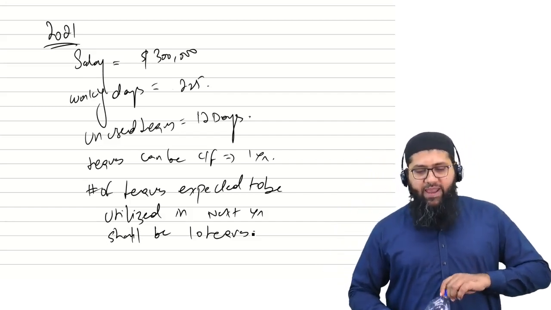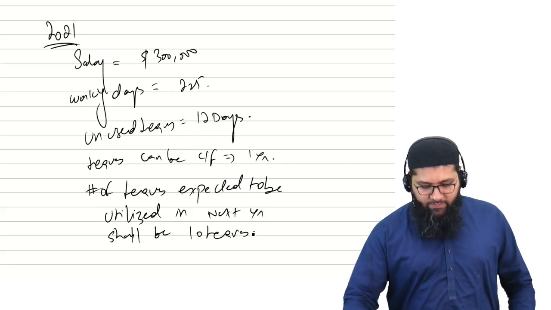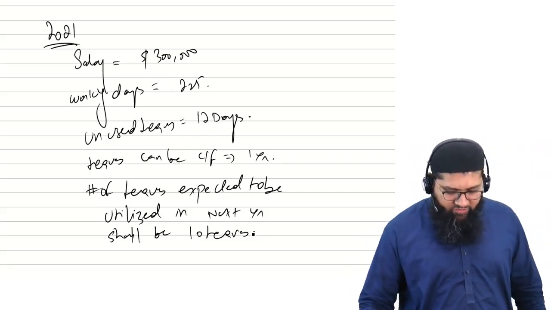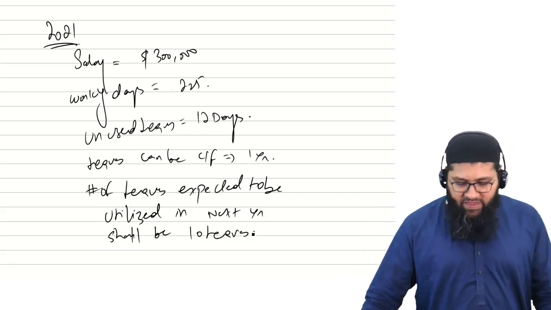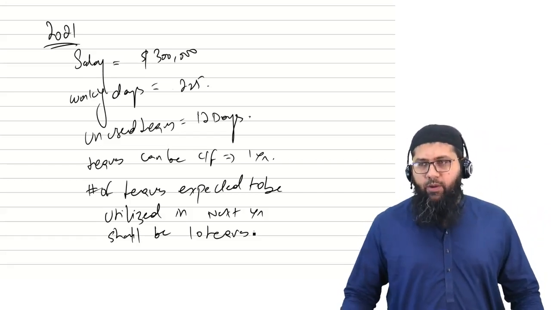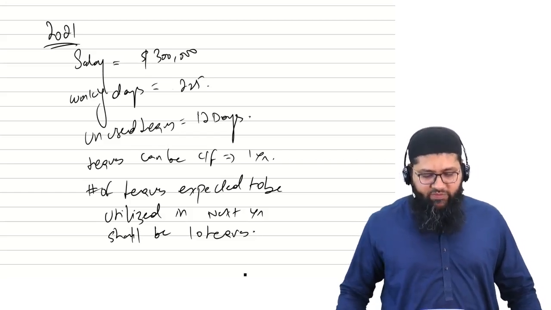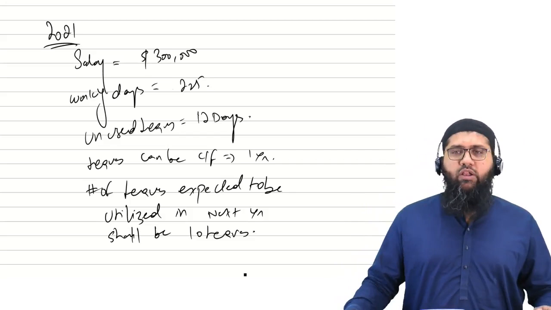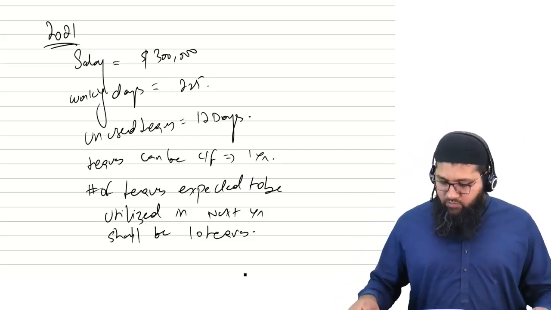These leaves can be carried forward for one more year. And what is actually happening is that since the leaves can be carried forward for one more year, what we are being told is that it is expected that a total of 10 leaves will be utilized.